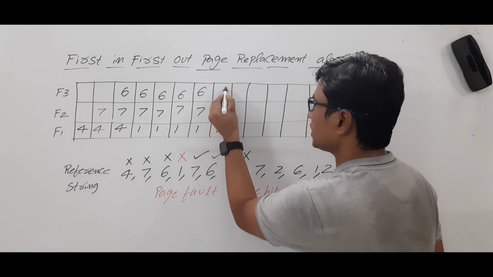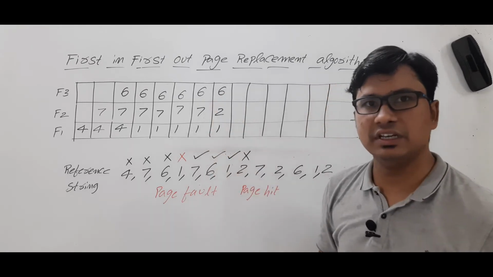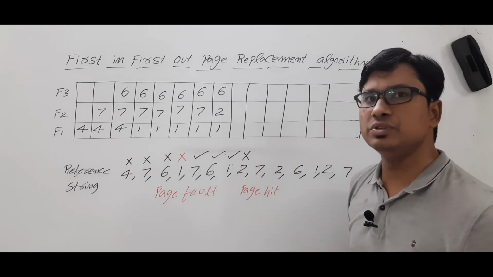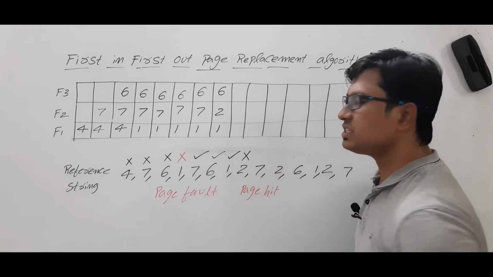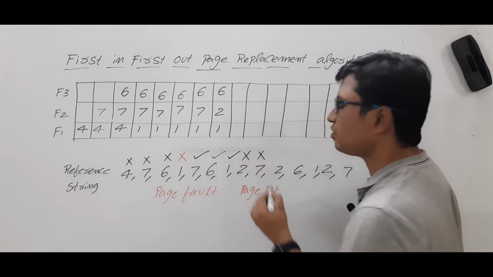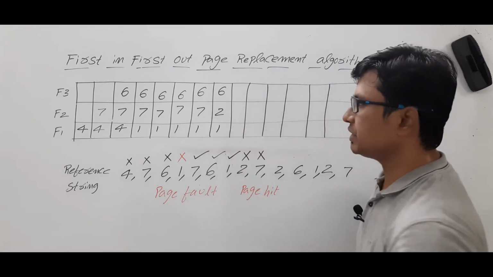After doing that, currently you will have page number 1, page number 2, page number 6 in the main memory. Now page number 7, the CPU is accessing. Is page number 7 available? No, it is not available. So it is a page fault. Now what you have to do? You have to find a victim page.